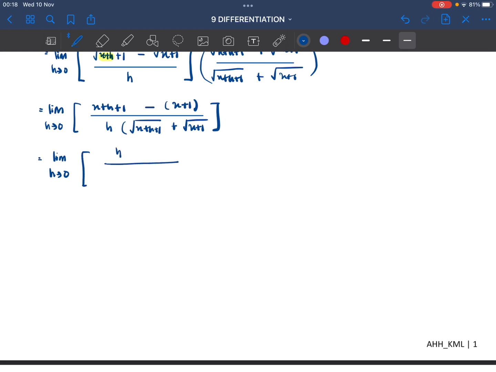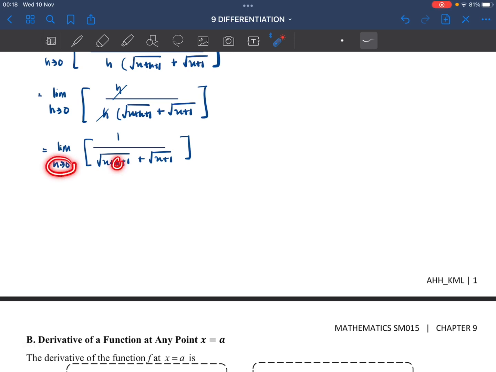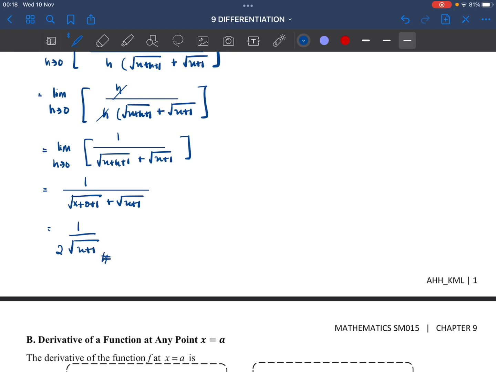Nampak dekat sini apa yang kita akan buat? Here is square root of x plus h plus 1 plus square root of x plus 1, so we cancel out h pula, and then we have limit h approaches 0, 1 over square root of x plus h plus 1 plus square root of x plus 1. Now we can simply substitute your h into here. So we have 1 over square root of x plus 0 plus 1 plus square root of x plus 1. You will have square root of x plus 1 plus square root of x plus 1, so that's going to be 1 over 2 square root of x plus 1.